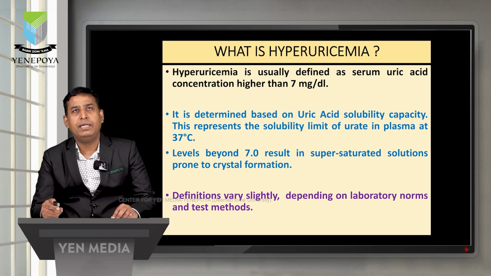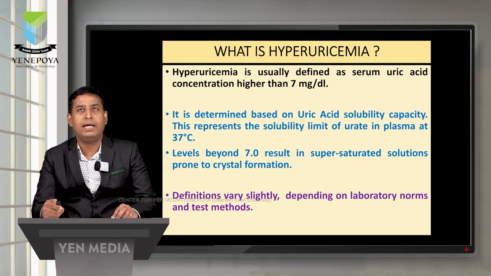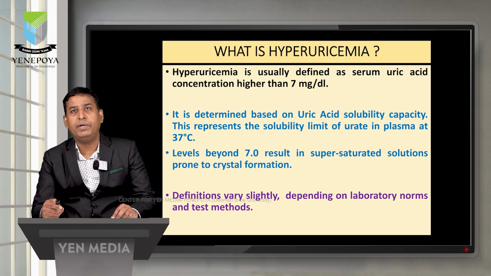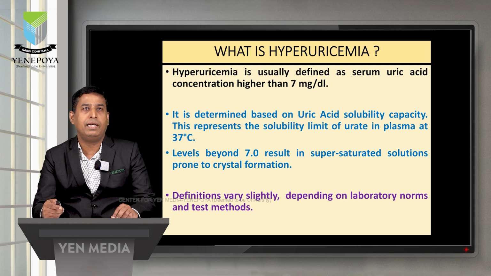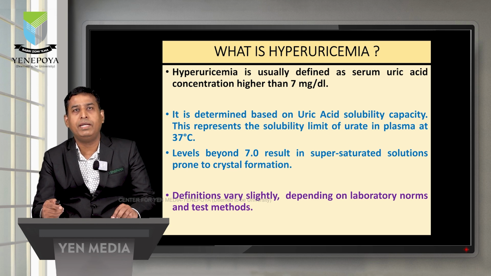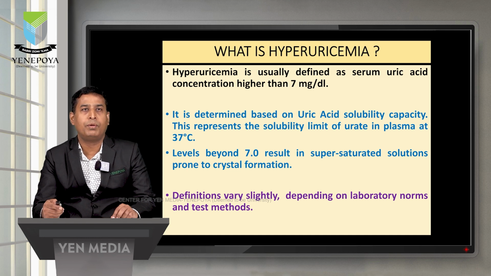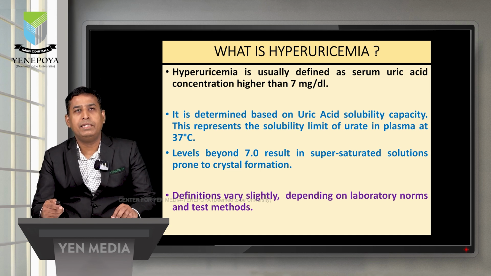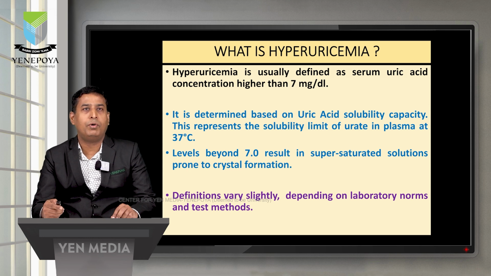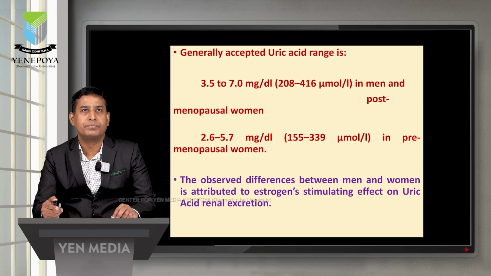The first question is, what is hyperuricemia? Hyperuricemia is usually defined as a uric acid level higher than 7 mg per dL. It is determined based on the uric acid solubility capacity. This represents the solubility limit of urate in the plasma at 37 degrees centigrade, and levels beyond 7 mg per dL result in supersaturated solutions which are prone to crystal formation. This definition could vary slightly depending upon laboratory norms as well as test methods.